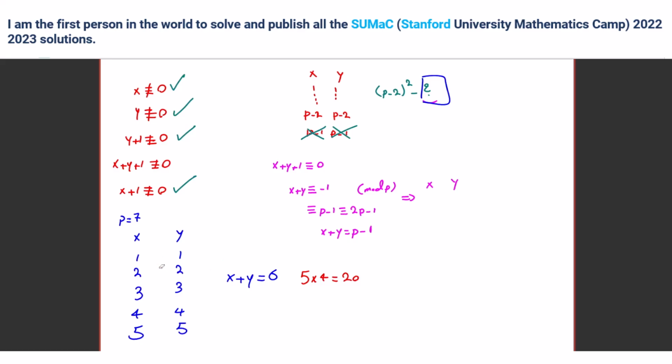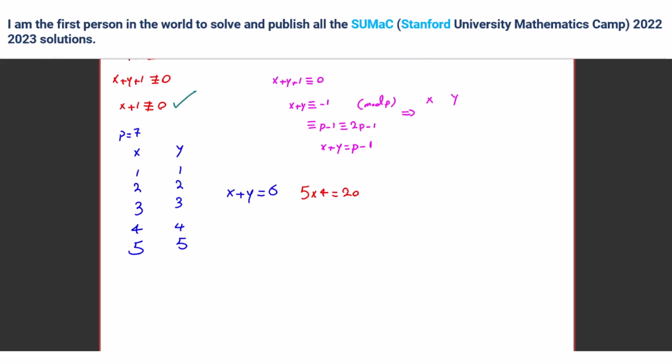The reason is what? Do you agree we have 25 cases in total? Yes, sir. 1, 5 is bad because 1 plus 5 is 6. 2, 4 is bad because 2 plus 4 is 6. 3, 3 bad. 4, 2 bad. 5, 1 is bad. So 5 bad cases, 20 good, as easy as this.